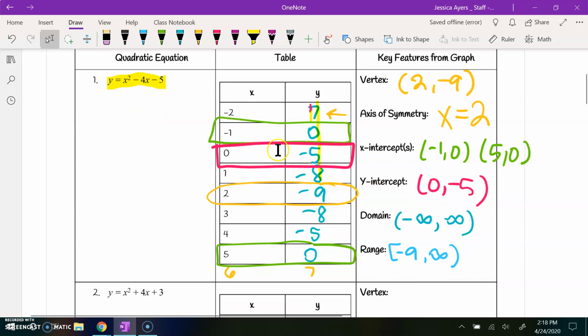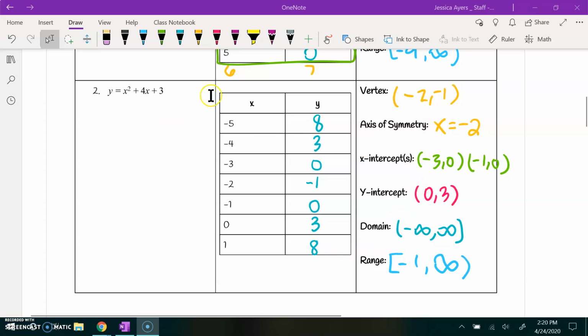Now try and do number 2 using that same method. The answers for number 2 are here so that you can check your work. Now, you'll go to the next video to see the next piece of this, or part 2 of this objective.